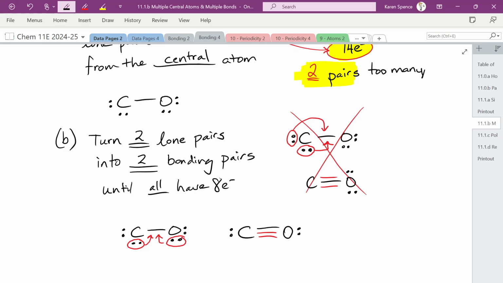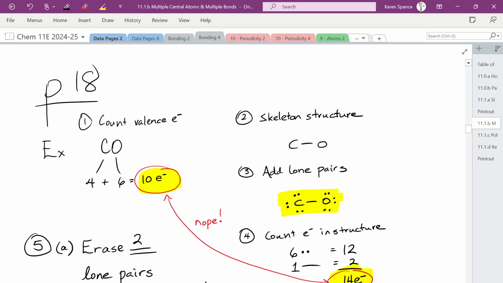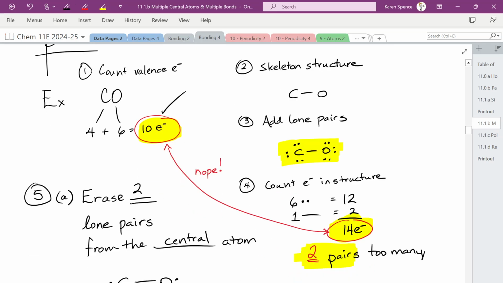And now we should just double check to make sure we have the right number of electrons. We have 3 lines, so that's 6 electrons. We have 2 lone pairs, so that's 4 electrons, which means we have 10 electrons. Is that what we had in step 1? Yes.